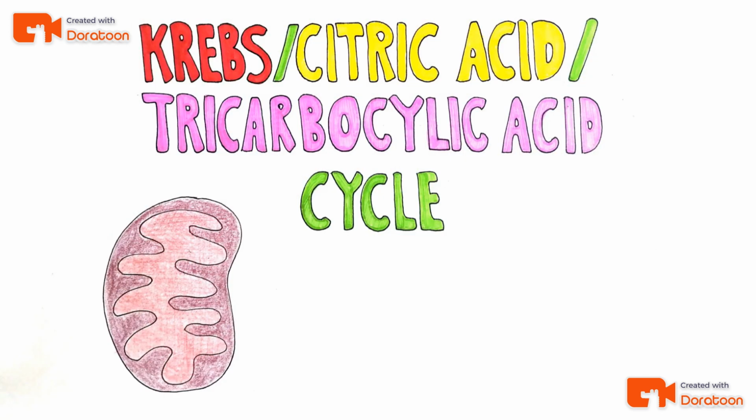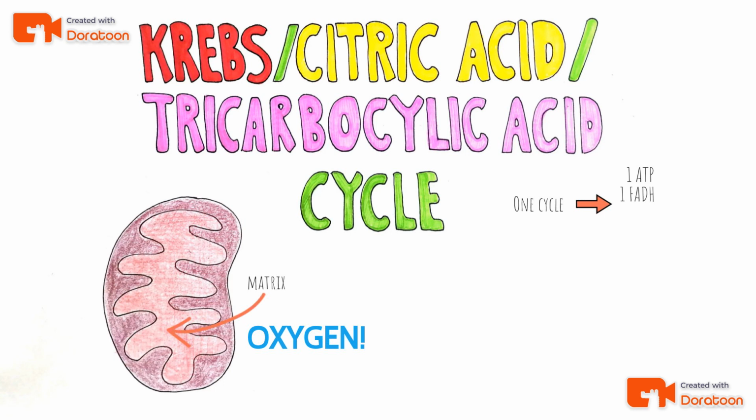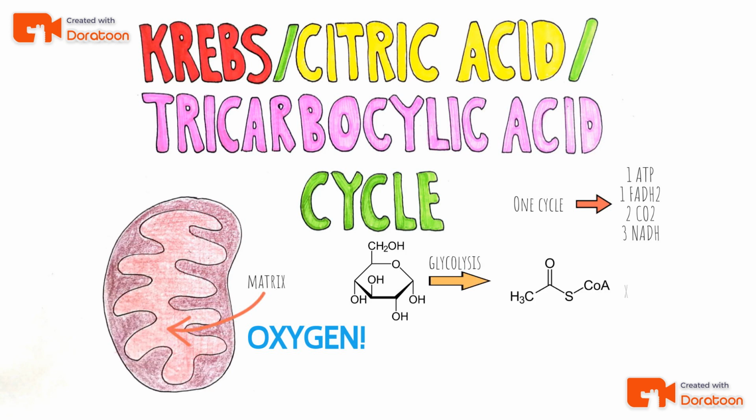In eukaryotic cells, the Krebs cycle happens in the matrix of the mitochondrion under aerobic conditions, which means that this pathway requires oxygen. One single cycle produces 1 ATP, 1 FADH2, 2 CO2, and 3 NADH. NADH is used in oxidative phosphorylation later. In glycolysis, 1 glucose molecule produces 2 acetyl-CoAs, which means that you have to double these numbers if you want to know the products of 1 glucose molecule.